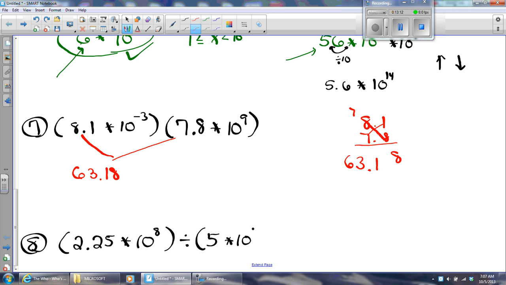I can show you how I did this. When I practice, I can do it in like 2 to 3 seconds. Way easier than the more standard algorithm. All right, now I have to multiply my powers of 10. Well, if I have 10 to the negative third times 10 to the ninth, wouldn't that be 10 to the sixth? And for those of you not believing me, let's do it this way.